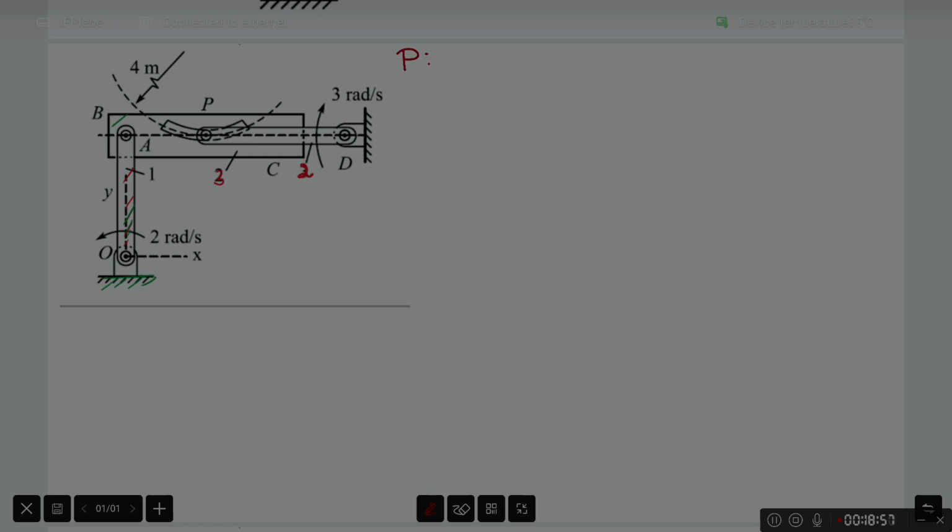So P is my chosen point. That's the step 1 I mentioned on the previous slide. Step 2 was to write the expression of VPG from one side of the assembly. So that one side I am taking as the D side. From D side I want to write the expression for VPF or VPG. So D side is this body.